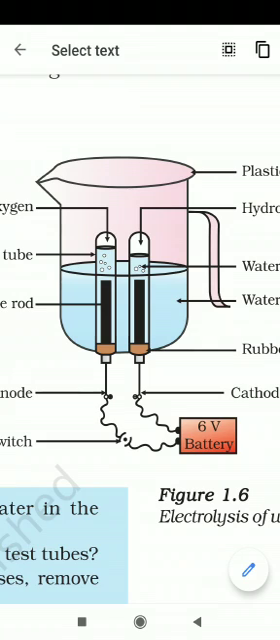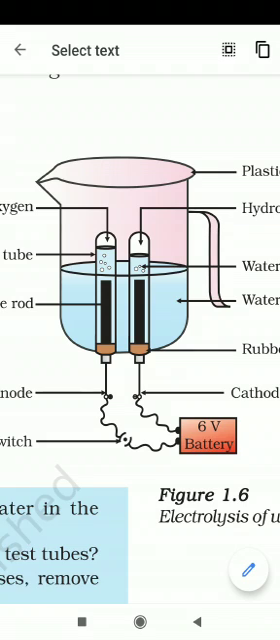Now you can see that here the volume of water differs. What happened, children? We put an inverted test tube to collect the gas. Obviously the test tube is filled with water. Whatever gas is evolved displaces the water from the test tube and the gas occupies the space. You can see here the cathode has more gas as compared to the anode.